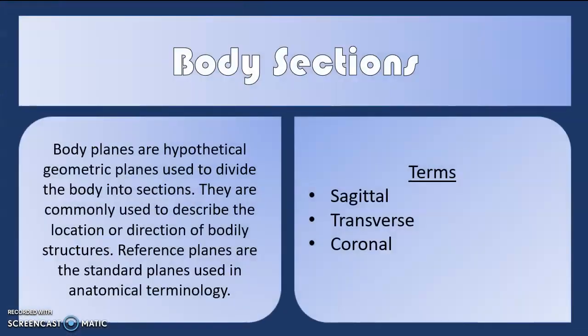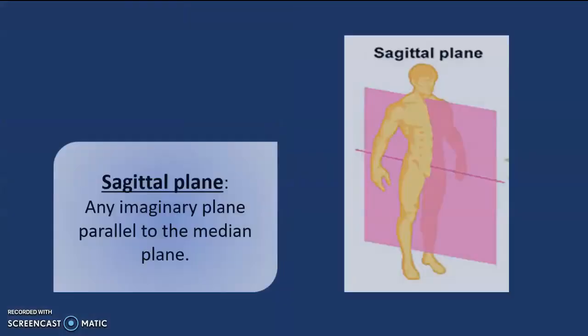Body sections. Body planes are hypothetical geometric planes used to divide the body into sections. They are commonly used to describe the location or direction of bodily structures. Reference planes are the standard planes used in anatomical terminology. The terms today: sagittal, transverse, and coronal.